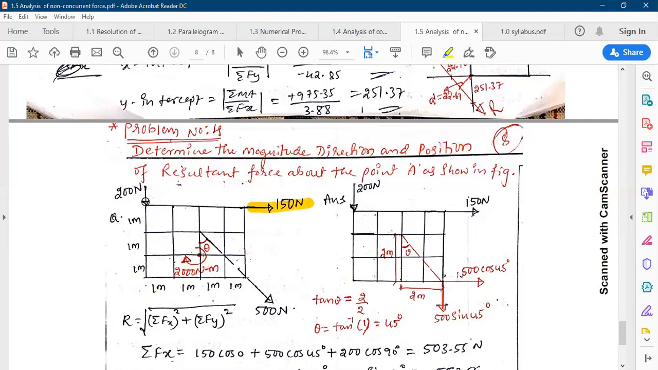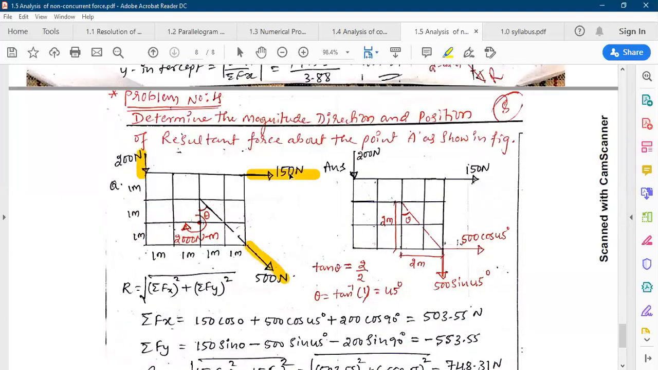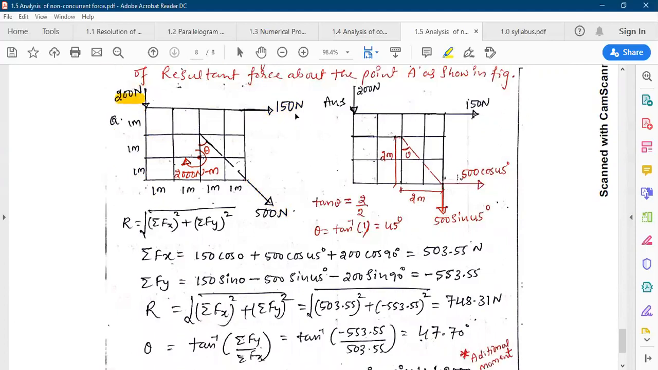150 Newton, 200 Newton, and 500 Newton, right? So 150 Newton is acting exactly along the x-axis. Its y component will be 0, and it will have only an x component. Similarly, the 200 Newton force is acting exactly along the y-axis. Its x component will be 0, and the y component will be that force itself, 200. Considering the x component of this force, 150 cos 0, so the inclination with respect to the x-axis is 0.